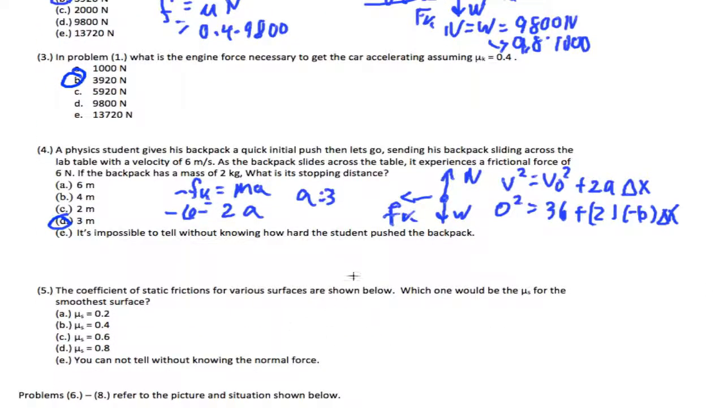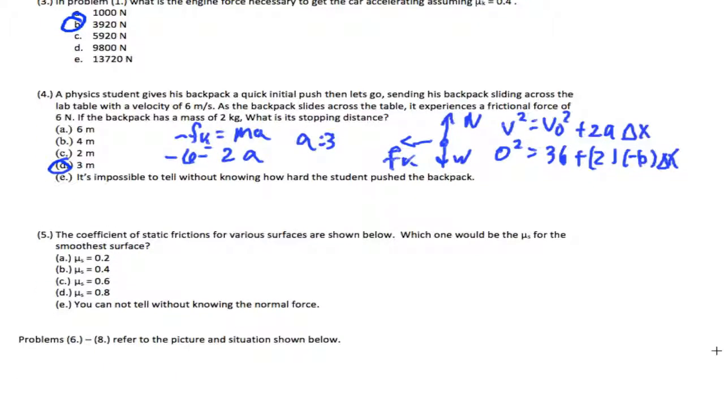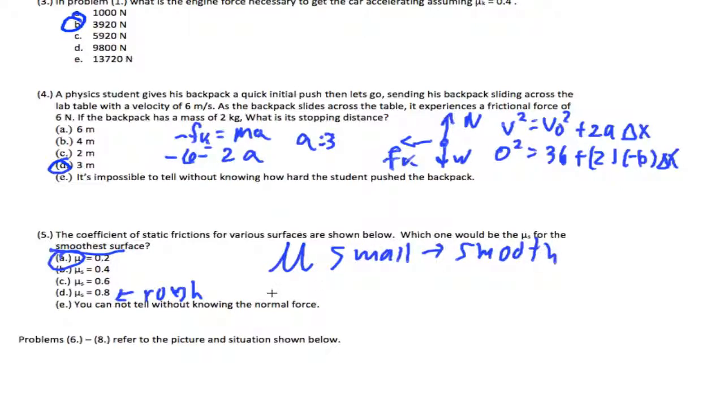Finally, if you have a rough surface, just to put this out there, mu static for a rough surface is 0.8. They ask us what it is for a smooth surface, and that's 0.2. So mu small means smooth. Okay. Mu large means rough. All right, so that's it for the first page of the second part of our review.